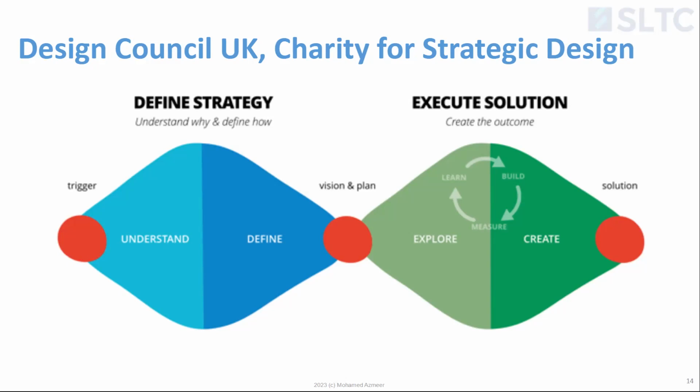So you wait for the trigger, then you try to understand, and once you've understood, you try to define. Understanding may require listening to so many different people and looking at many different viewpoints. That is important. And then with all that knowledge, you define. Next comes the vision and plan. After defining, you need to figure out where we are going with this information. This is the vision and plan. And once you have a vision and plan, you execute the solution.